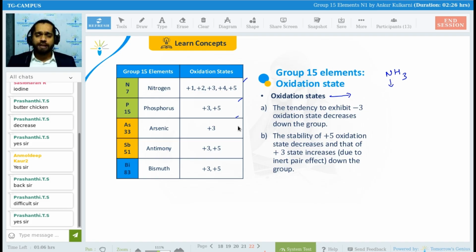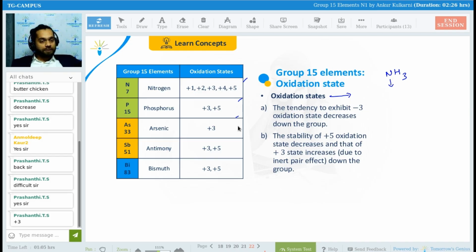Sashikaran says +3. What charge is present, everyone? Come on, reply in the chat box. What charge is present on the nitrogen over there in NH3? Charjna, Prashanti, Ragul, what charge is present on the nitrogen over here? +3. Is it? Is nitrogen +3 over here?